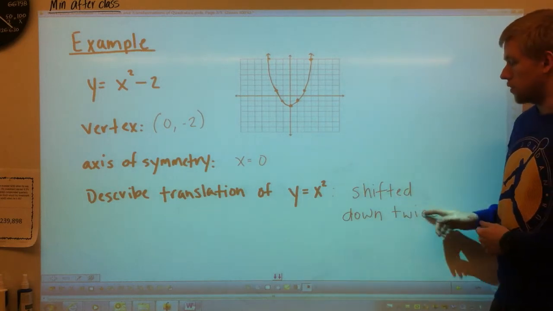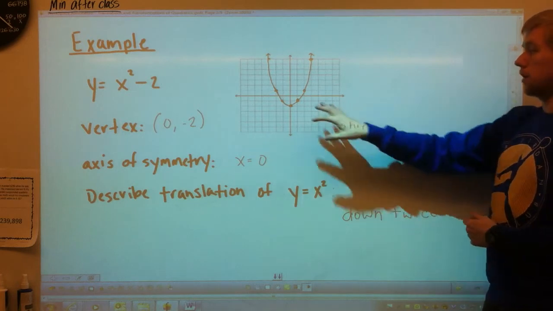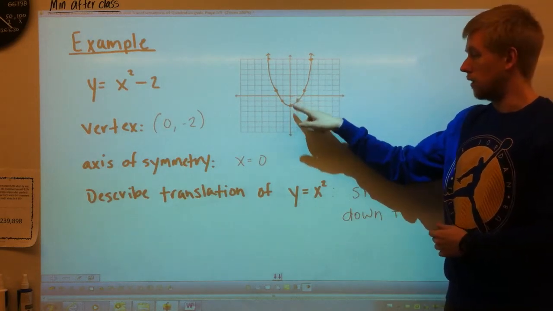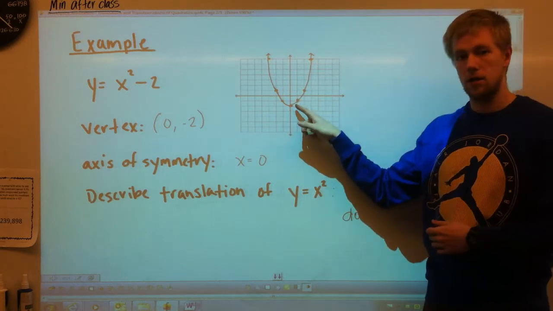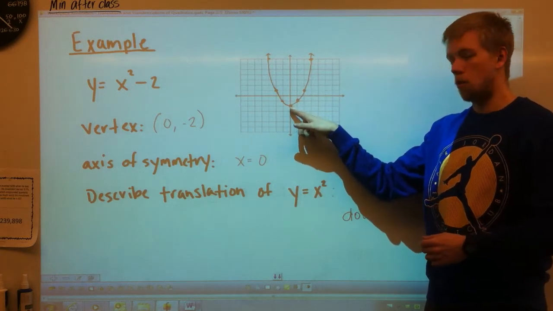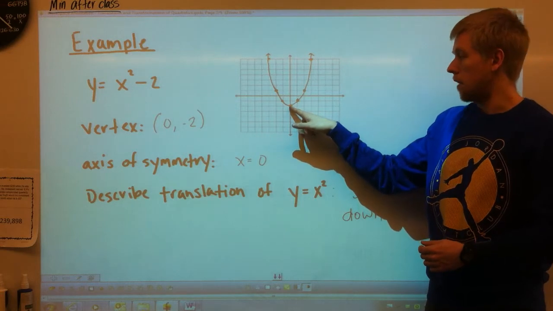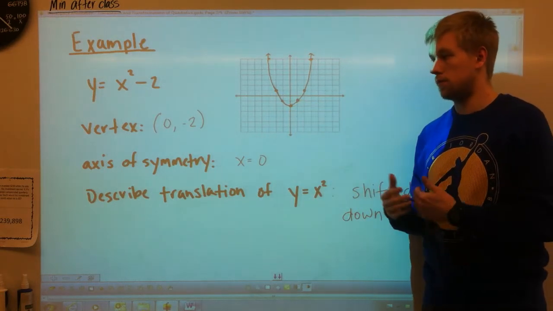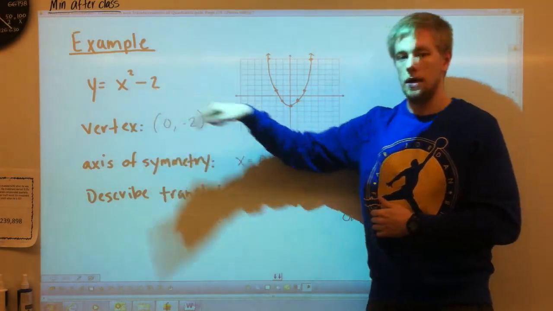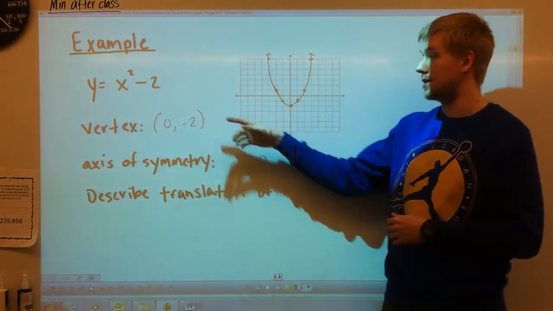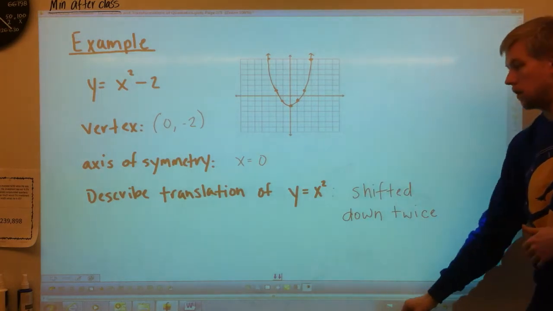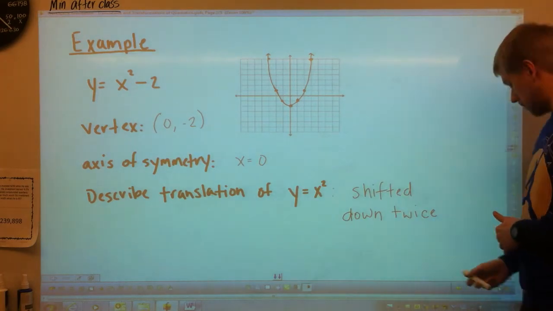It is being shifted down 2 because the parent function normally is graphed starting from the origin. So if I look at the vertex itself, not the maximum, but the minimum point on this graph, the vertex has been moved down 2, and I know that that's because of this minus 2 at the end. That is the k value. The minus 2 is the k value that tells me it goes down 2. Okay, so that is all the first example. Next example.